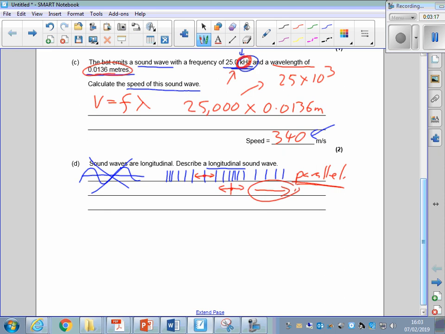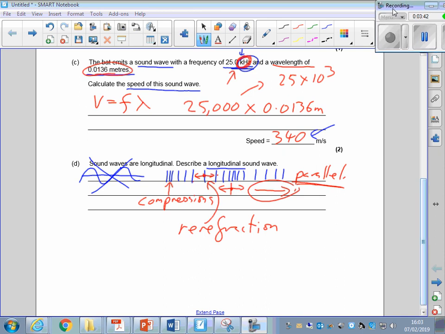This is a 2-mark question. You also need to mention that there are compressions where the bits are squashed together, and over here, rarefactions. So a compression is where the bits are squashed close to each other, and a rarefaction is where the bits are spread out, and that would get you the 2 marks.